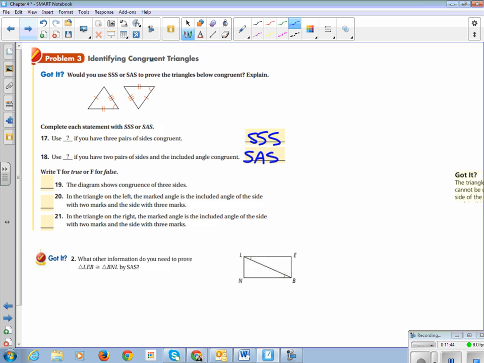The diagram shows congruence of 3 sides, true or false. And we're looking at this diagram here. The diagram shows congruence of 3 sides. Do we have all sides congruent to each other?